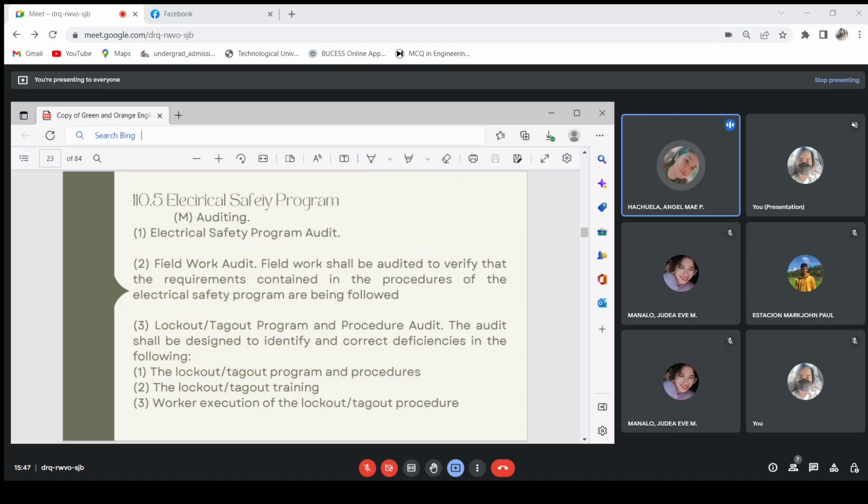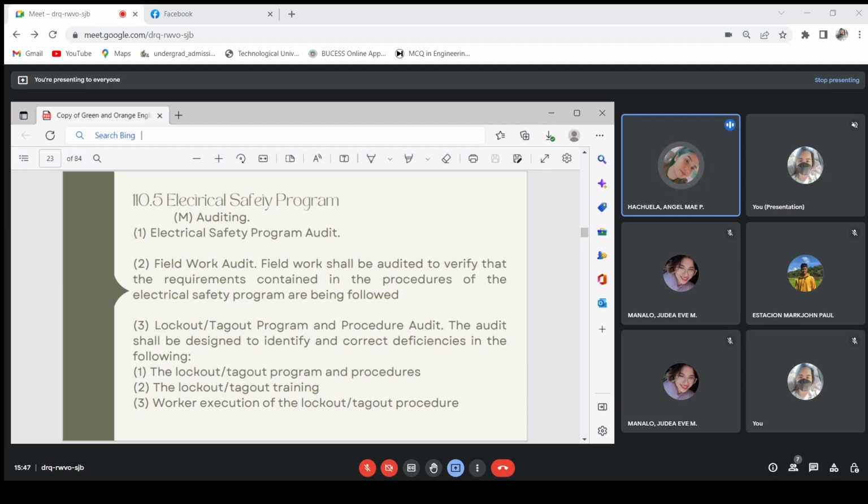Letter M is auditing. So, in auditing, there are 3 types. First is electrical safety program audit. The electrical safety program shall be audited to verify that the principles and procedures of the electrical safety program are in compliance with this standard. Audits shall be performed at intervals not to exceed 3 years.